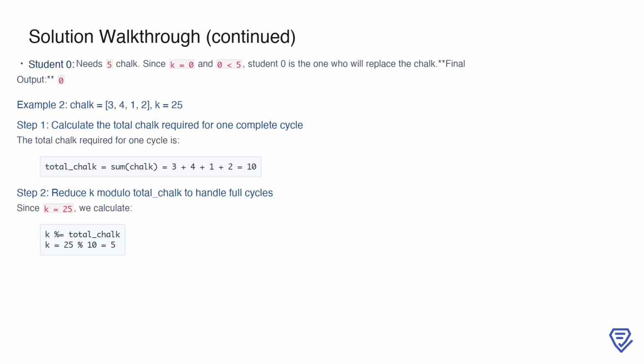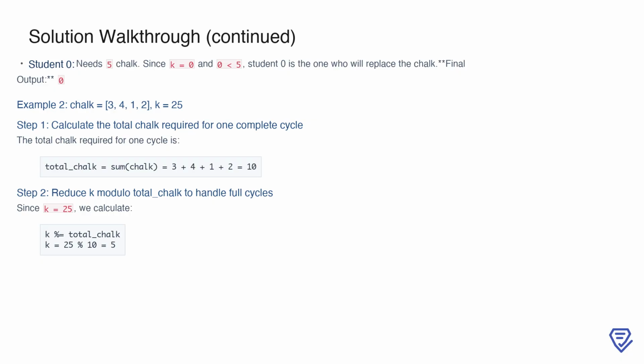Now, let's look at the second example, where the chalk array is 3, 4, 1, 2, and k is 25. Again, we begin by calculating the total chalk required for one complete cycle, which is the sum of the array, 3 plus 4 plus 1 plus 2 is equal to 10. Then, we reduce k modulo total_chalk to handle full cycles. Here, we calculate 25 % 10, which gives us 5. This means that after 2 complete cycles, we have 5 pieces of chalk left. To find the student who will run out of chalk, we iterate through the array.